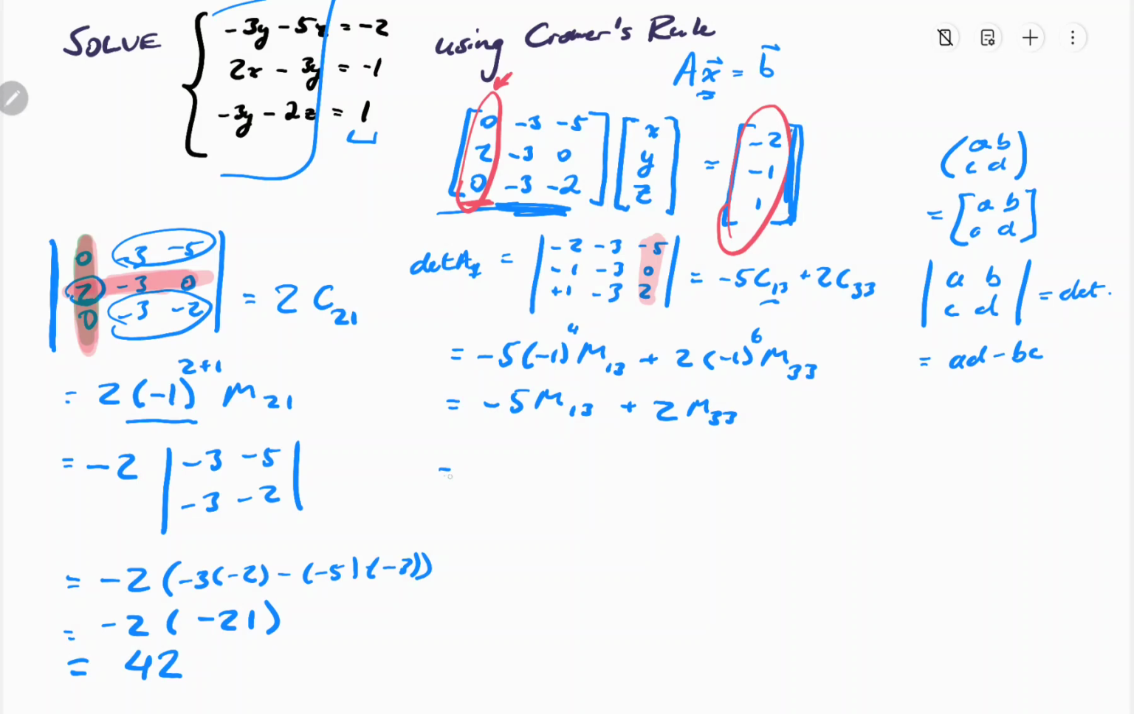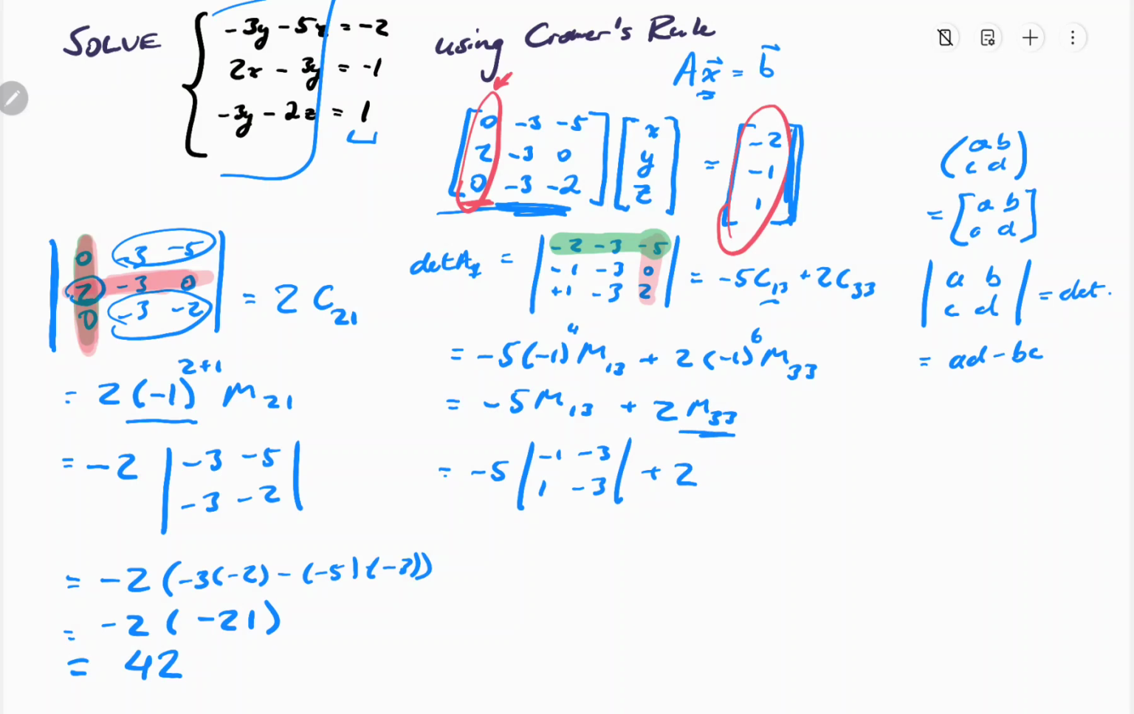So the minor at 1, 3, we are going to cross out the top row, all the stuff in that row or column that -5 is in. So we're going to ignore the first row and the last column, and we're going to take the determinant of what's left. So we have -5 times -1, -3, 1, -3, plus 2.